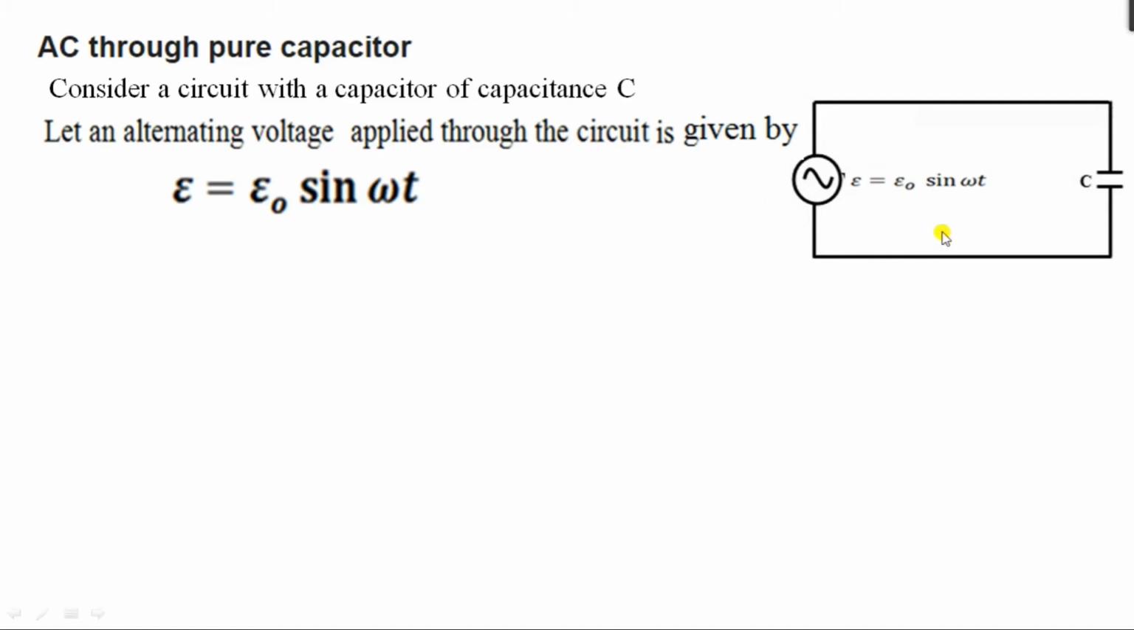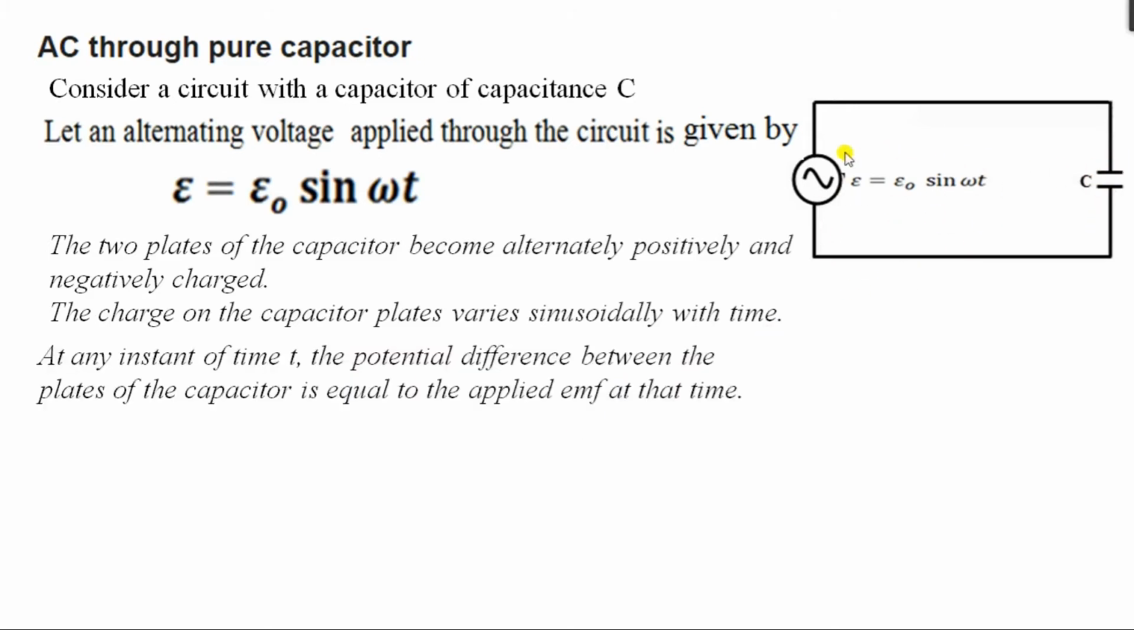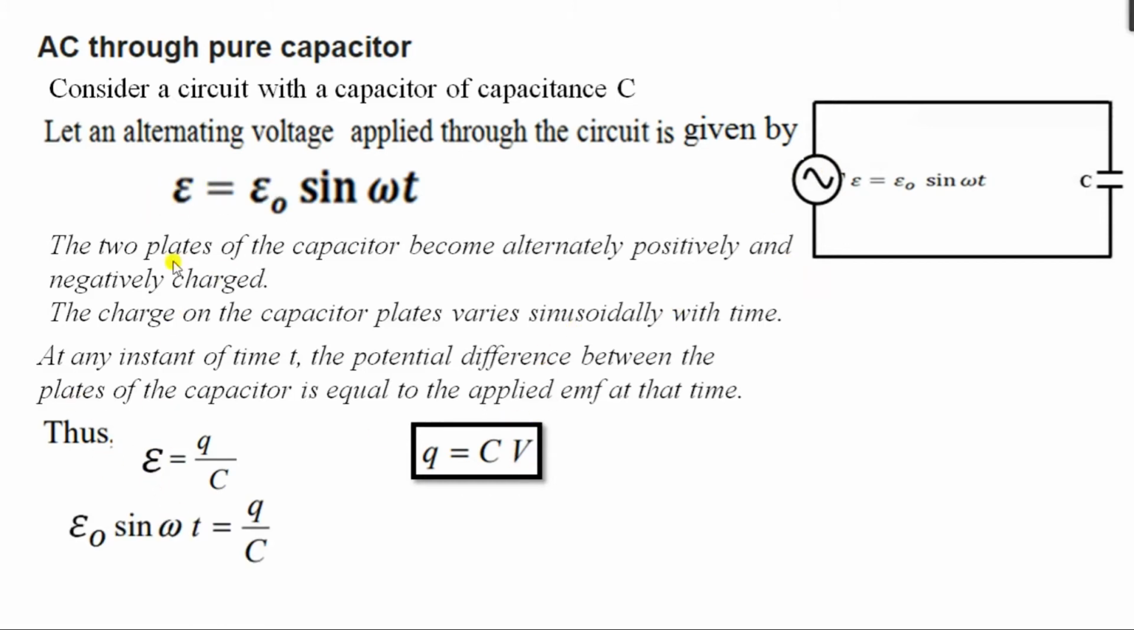When we send AC through a capacitor, the plates of the capacitor alternately become positive and negative because of the alternating voltage. As there is no resistance in the circuit, whatever EMF is applied here will be the potential difference across the capacitor. Using the formula charge is equal to capacitance into potential, we can write E = Q/C. In our case the potential V is E. Now I am putting the value of E, that is E0 sin ωt.